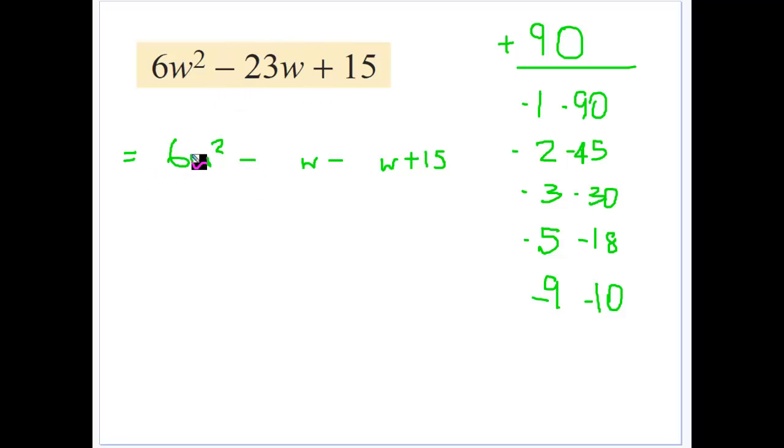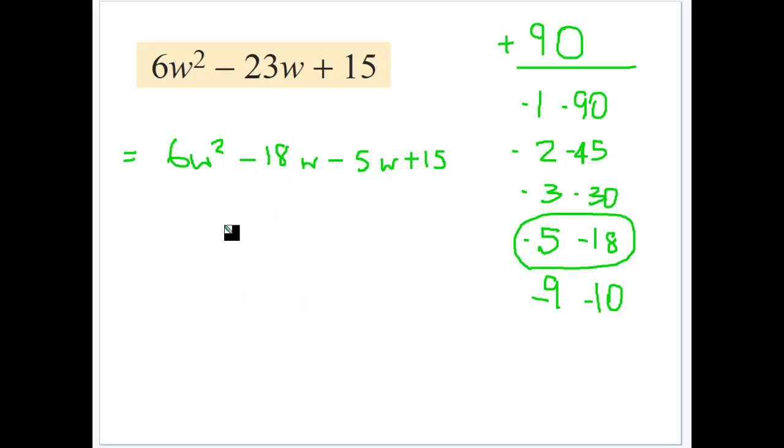So that's why I've set it up with a 6w squared, a minus there, with a plus 15. So we're looking for which pair still sums to give us minus 23. And I think you're probably looking at that one going, well, that's easy, minus 5 and minus 18. So that's what we're going to put in. So if we put a minus 18 in there, again, this order is just making it easy. I've just picked what I think would give us a nicer factorization.